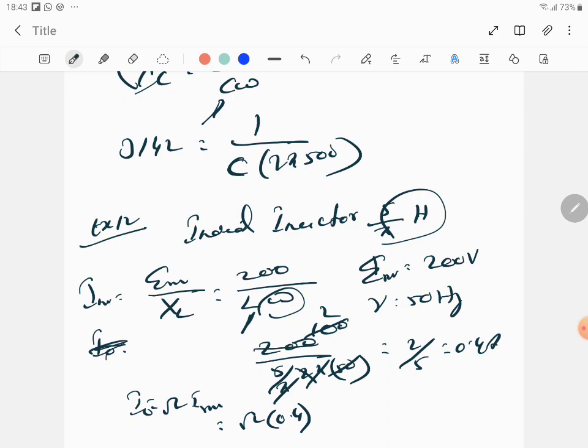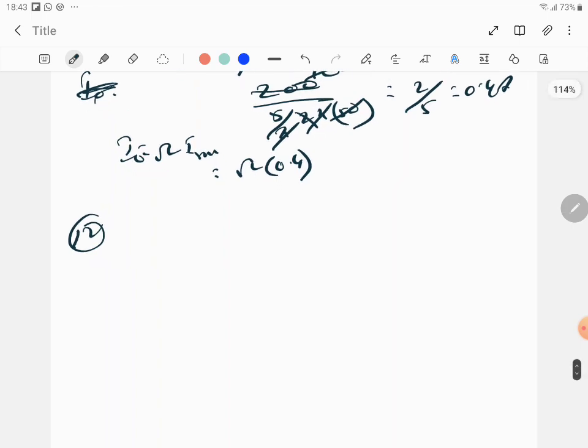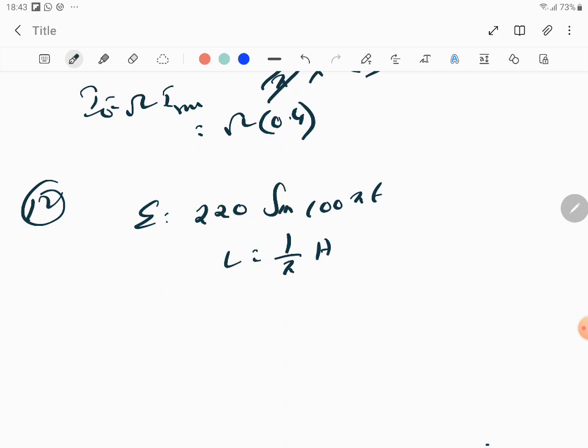Next. They have given an alternating EMF. An EMF of 220 sine 100 pi t is to be applied to a circuit containing an inductor of L equal to 1 by pi Henry. They are asking: write the instantaneous equation for current, in the format I is equal to I naught sin omega t, through the circuit. What will be the reading of the AC ammeter if connected in the circuit?